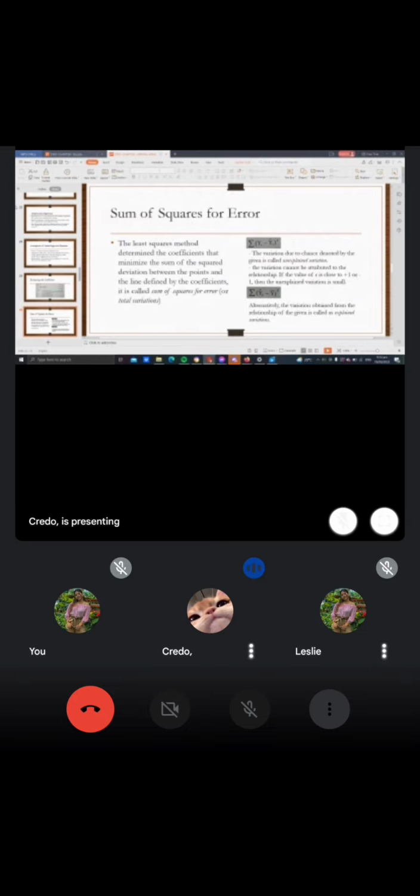It is called the sum of squares for error or total variation. So, summation of y sub i minus predicted y sub i, squared, is the variation due to chance, and it is called the unexplained variation. The variation cannot be attributed to the relationship. If the value of r is close to positive 1 or negative 1, then the unexplained variation is small.